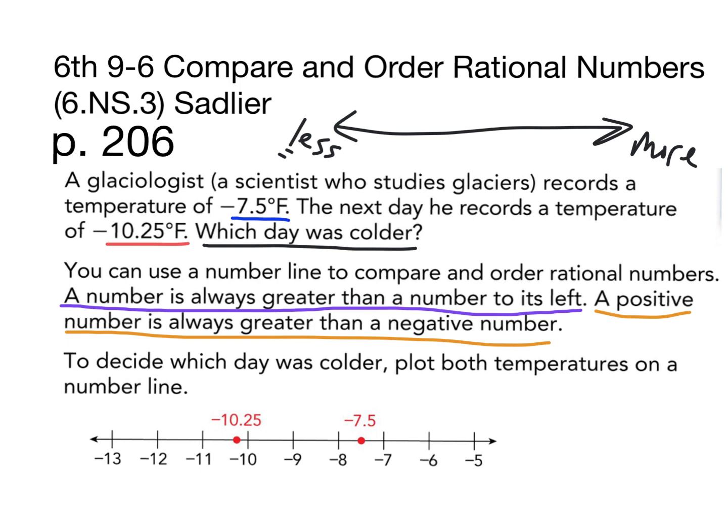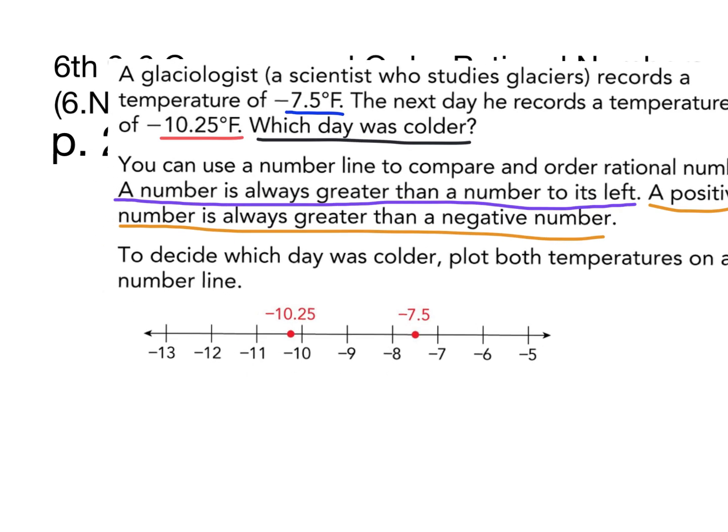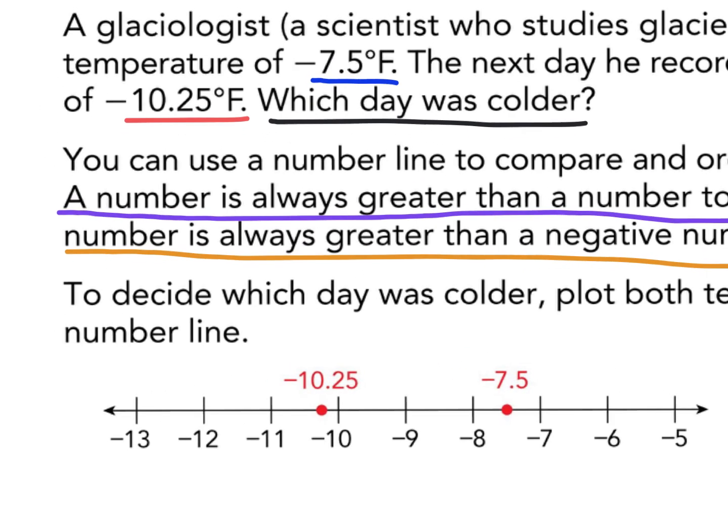And then a positive number is always going to be greater than a negative number. So what they did here, they plotted these kind of like we did previously. So negative 7.5, that was between negative 7 and negative 8, right in between those. Negative 10.25, that'd be like negative 10 and 1/4. So it's between negative 10 and negative 11. It's closer to the negative 10. We could put some marks in here for fourth, half, and 3/4. Anyway, so the colder temperature then is the one further to the left. So negative 10.25 degrees Fahrenheit would be colder.